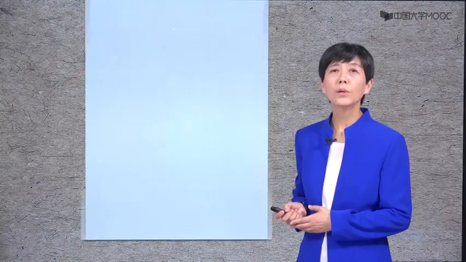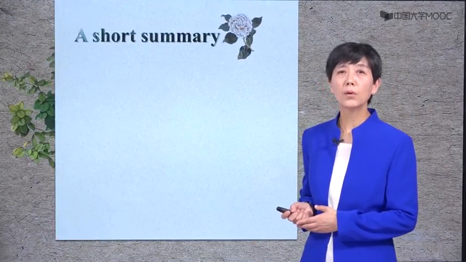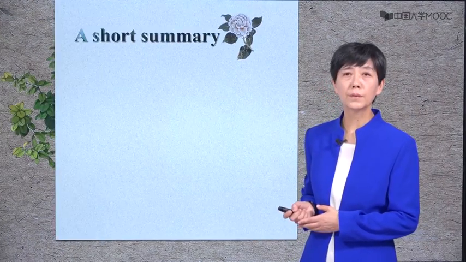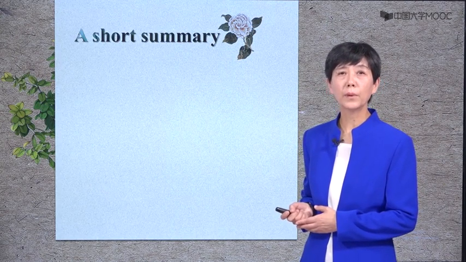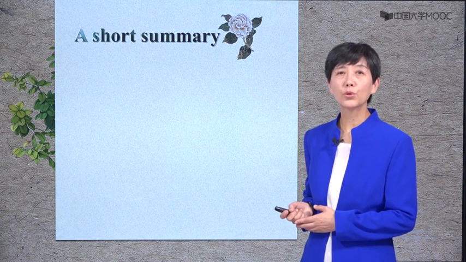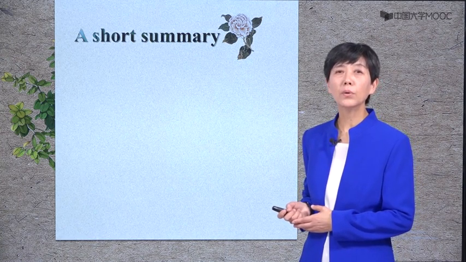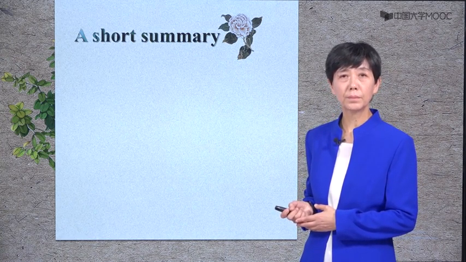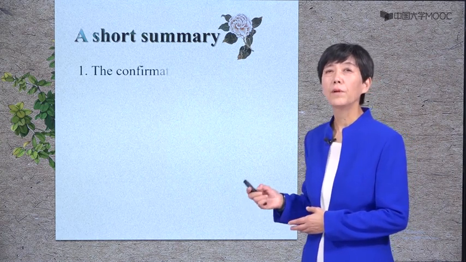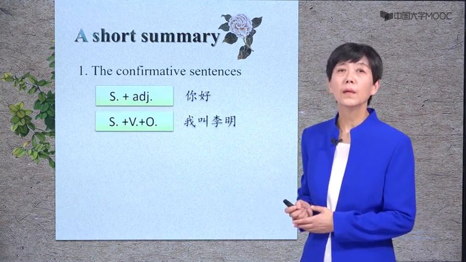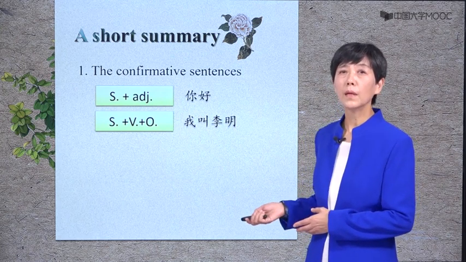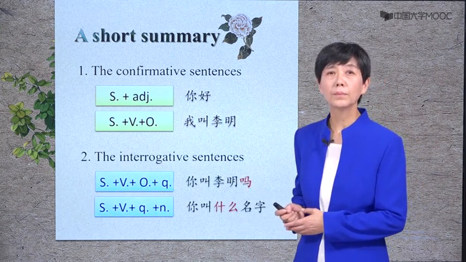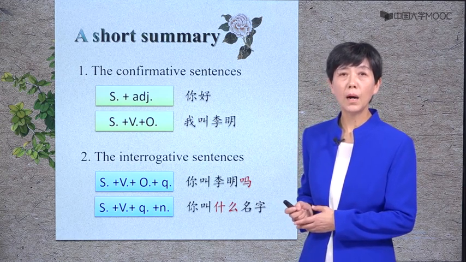Up to now, you have learned the basic order of Chinese sentences in both confirmative and interrogative ways. We can make a short summary about the order of Chinese sentences. The confirmative sentences: 你好，我叫李明. The interrogative sentences: 你叫李明吗? 你叫什么名字?